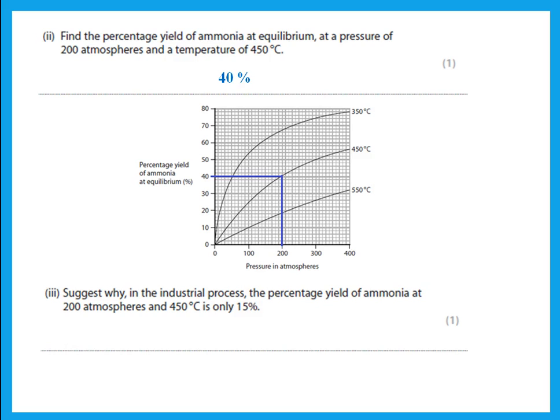Suggest why in the industrial process the percentage yield of ammonia at 200 atmospheres and 450 is only 15. So the graph says it should be 40 from what we got from the graph. But then he said, actually, when we do it in the lab, I get only 15%. Why do you think that may happen? Well, that means that the reaction is not at equilibrium. Remember that the graph is showing me the percent ammonia I would get at equilibrium. So if you don't get the 40% that you're supposed to get, then the reaction is not at equilibrium.